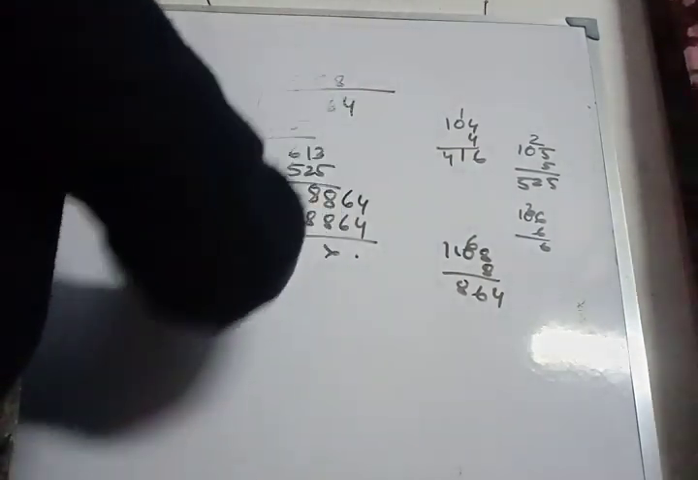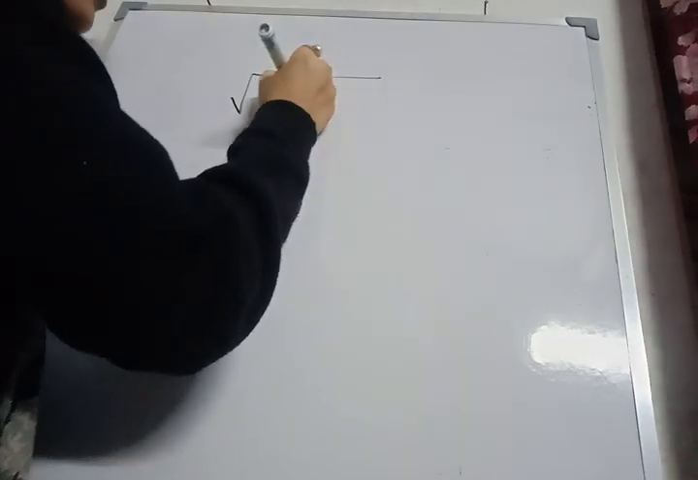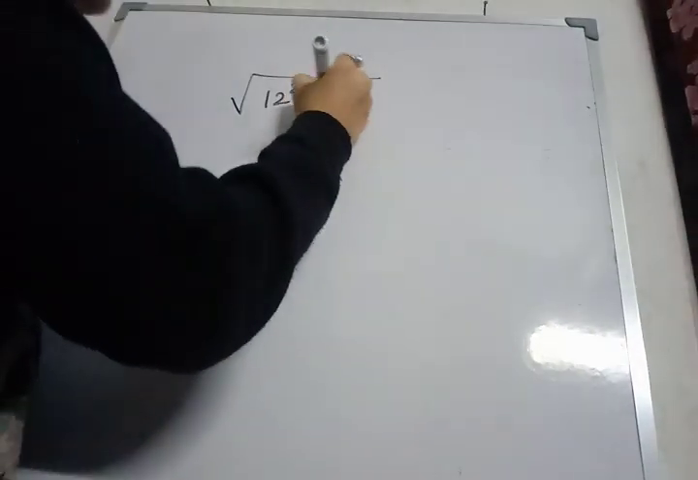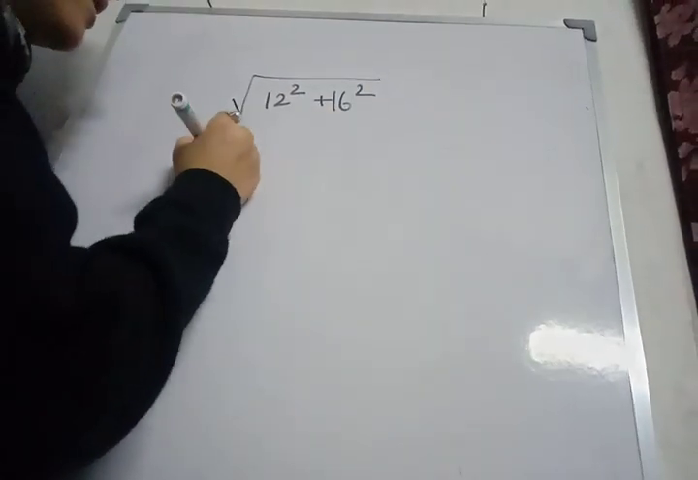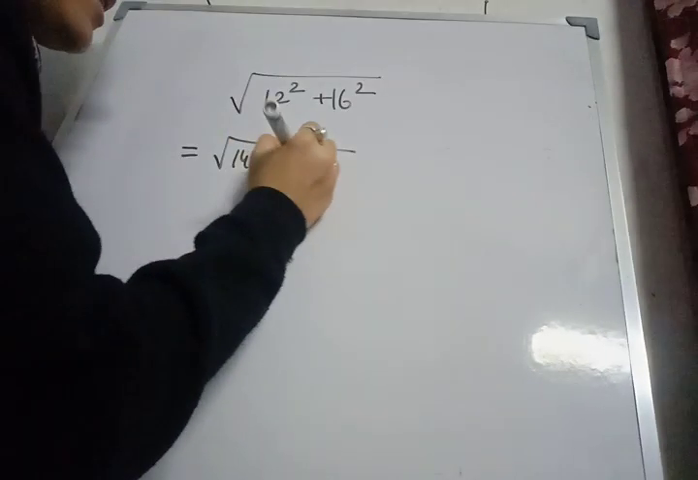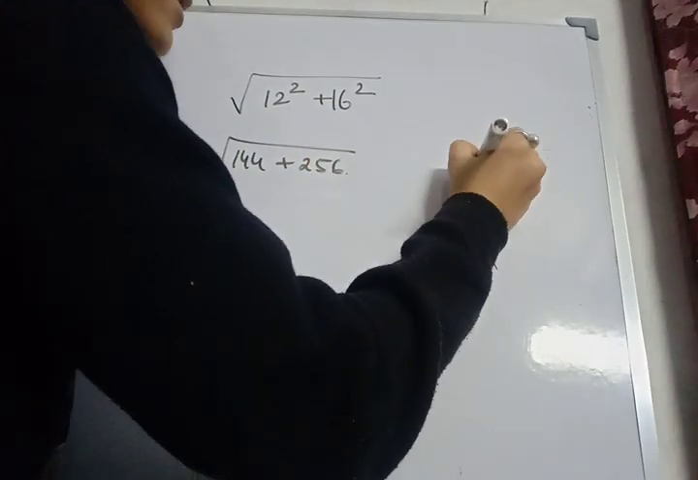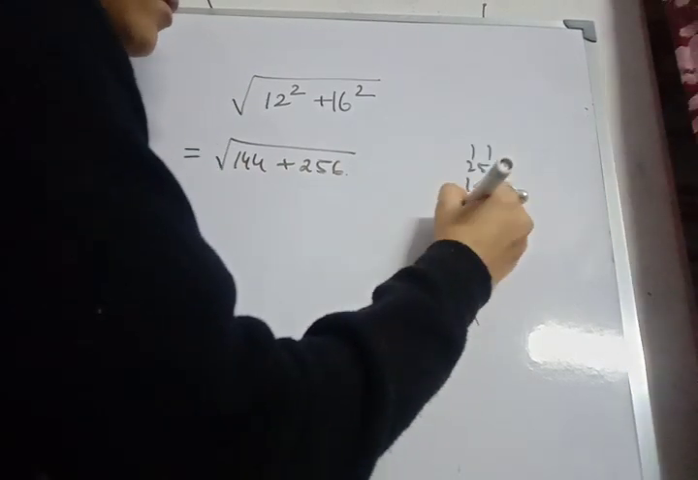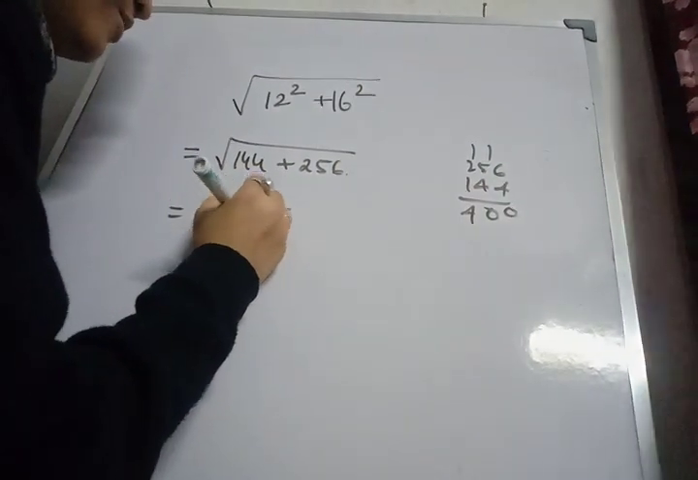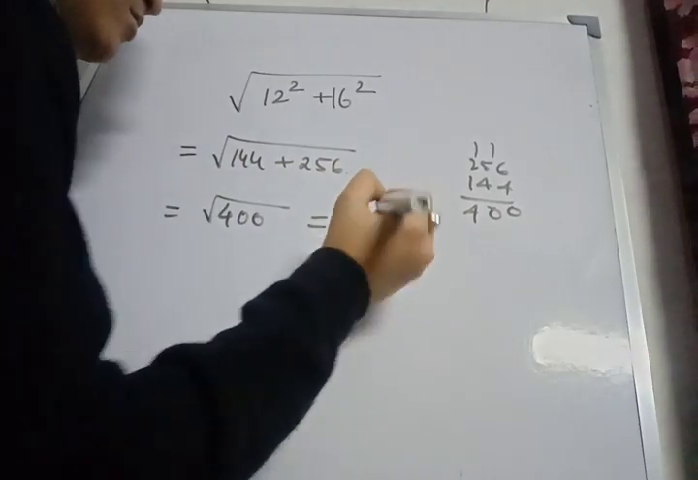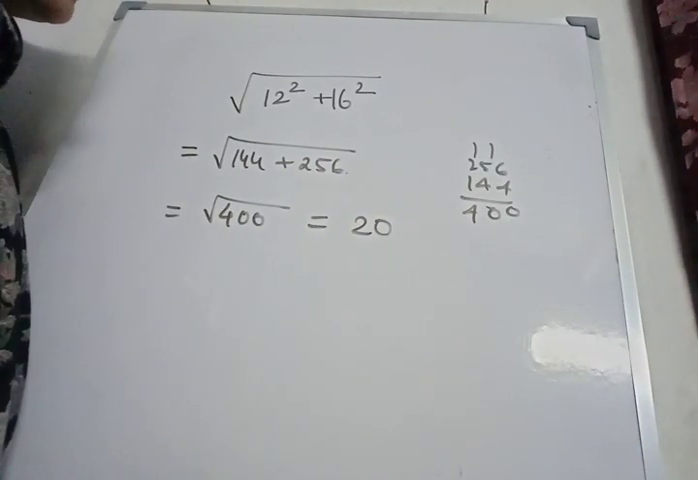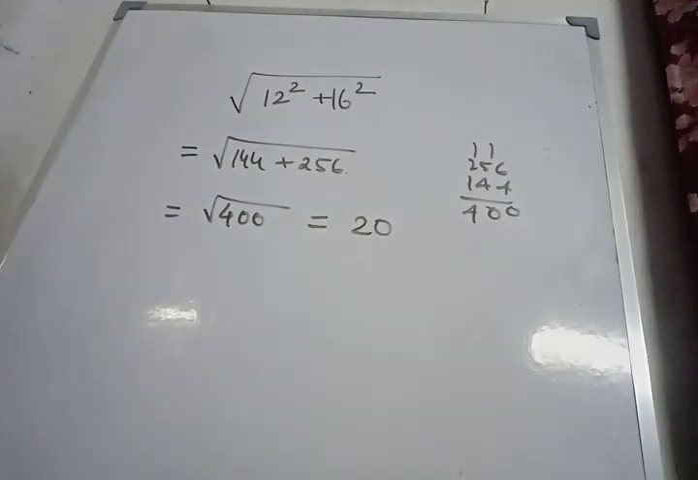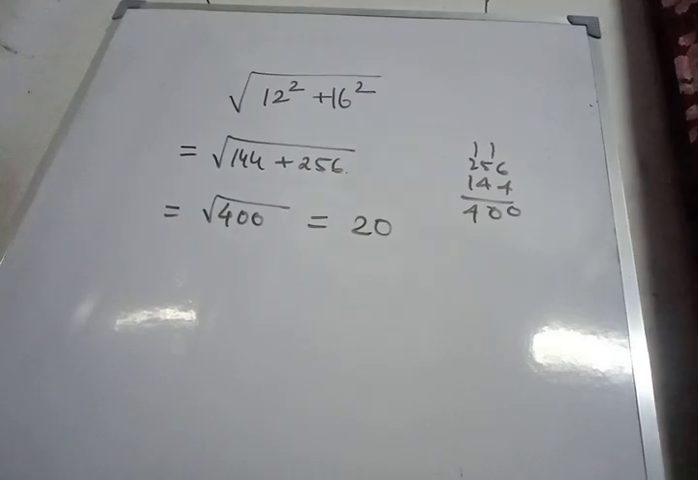Find the value of this one. 12 square plus 16 square. So 12 square is 144, 16 square is 256. So we have to add 256 and 144. It's 400. So square root of 400 is 20. Okay. Next, sum number. This was sum number 16.